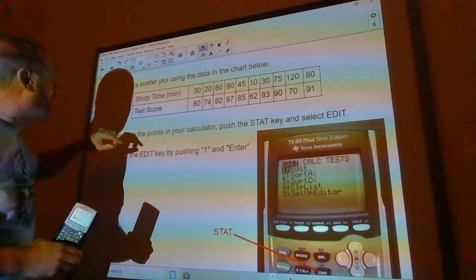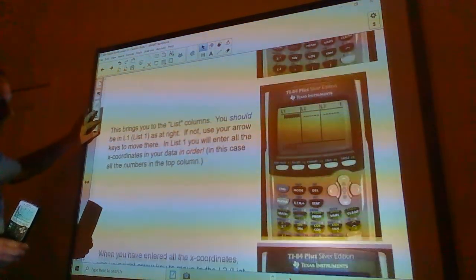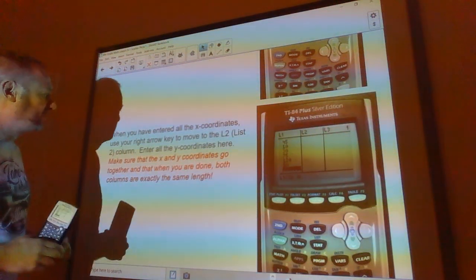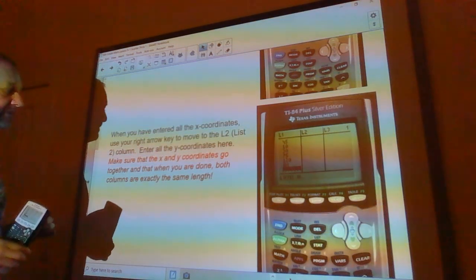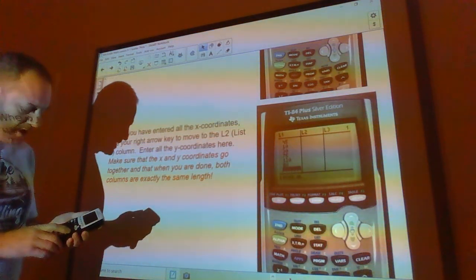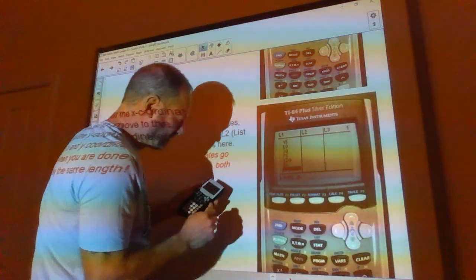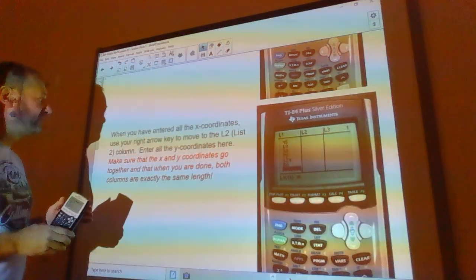Now, I've entered all my X's in here. Okay, so I should be right down here. Now I need to enter the Y's. The Y's go in list 2. So I'm going to use my right arrow key right here. It's right there. Push that. It's going to put me in L2.